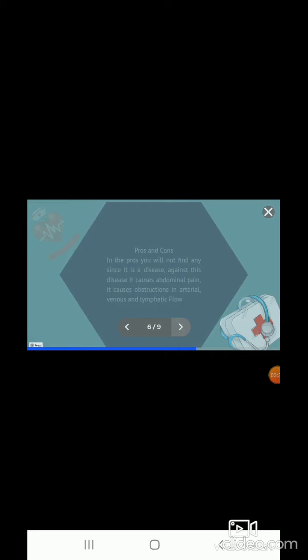Pros and cons. In the pros, you will not find any, since it is a disease. Again, it causes abdominal pain. It causes obstruction in arterial, venous, and lymphatic flow.